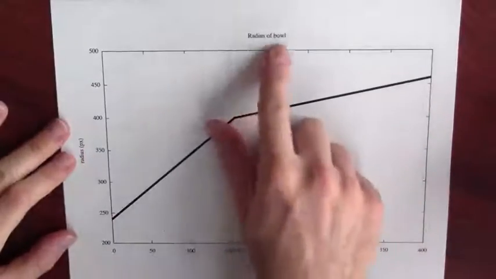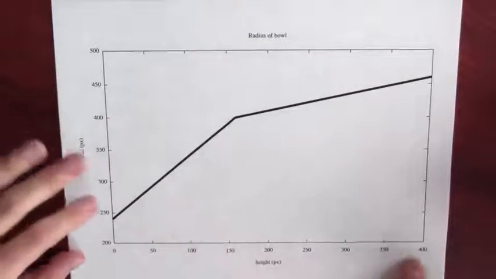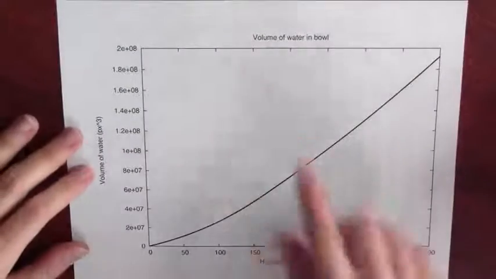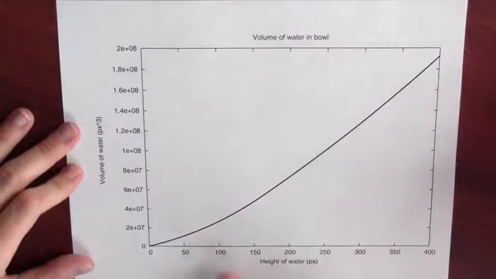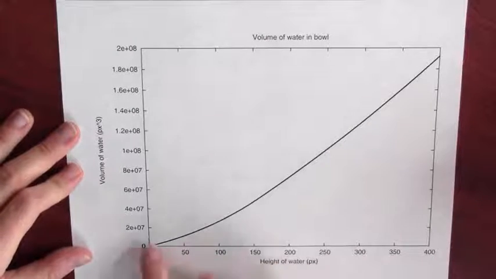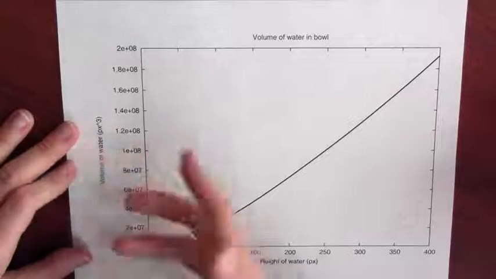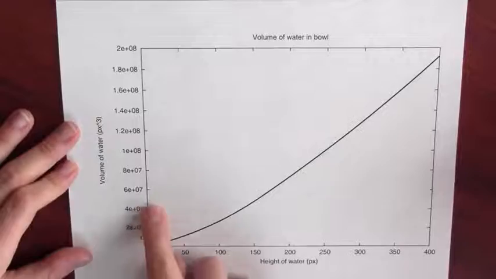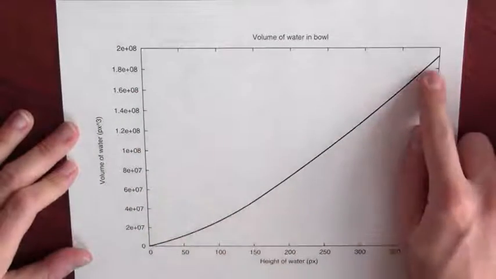Once I know what the radius of the bowl is at a particular height, I can then think about the volume of water when the water level is at some given height. So once I know the radius of the bowl at a particular height from the bottom, I can make a graph that shows the volume of water in the bowl given a particular height of water. Here on the x-axis, I'm plotting the height of the water, and on the y-axis, I'm plotting the volume of water in the bowl. You can see that when the water is deeper, there's more water in the bowl. This is an increasing function.